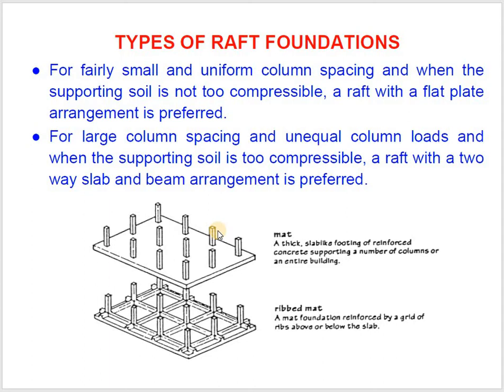Now if you are having unequal column loads, and again the spacing is different, you have a large spacing and also you are constructing in a very weak soil, then you cannot just provide this flat slab along with these pedestals. In that case, just for additional strength, you will have to provide these ribs or these beams which will connect the columns. Either above or below you can provide such kinds of beams. Usually it is continuous, constructed such that it is monolithic with these columns.